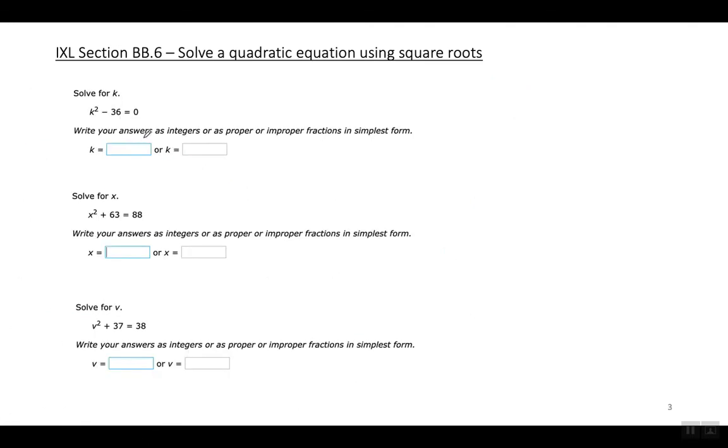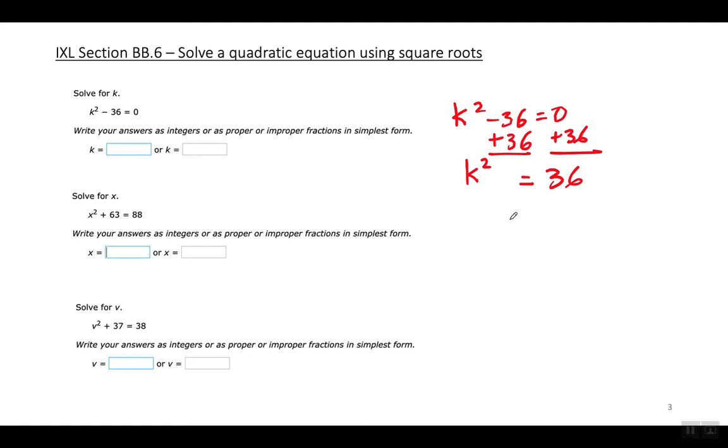Let's go on to some more examples. Here we're going to have the same exact concept. We just have to do a little bit of work at the beginning to get the variable by itself. In our first example, we have to solve for k. k squared minus 36 equals 0. First move the 36 to the right by doing the opposite of subtracting 36, which is adding 36 to both sides. That makes k squared equal to 36.